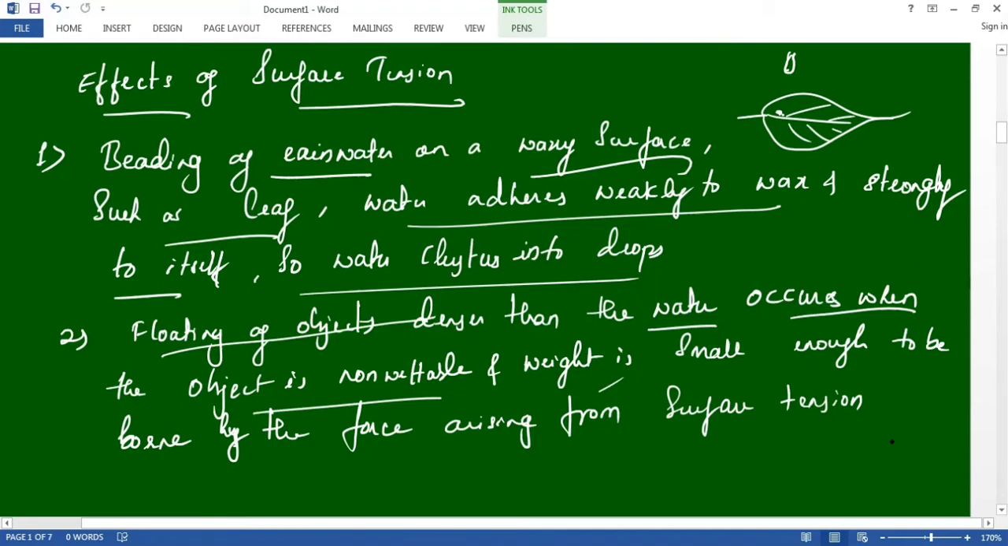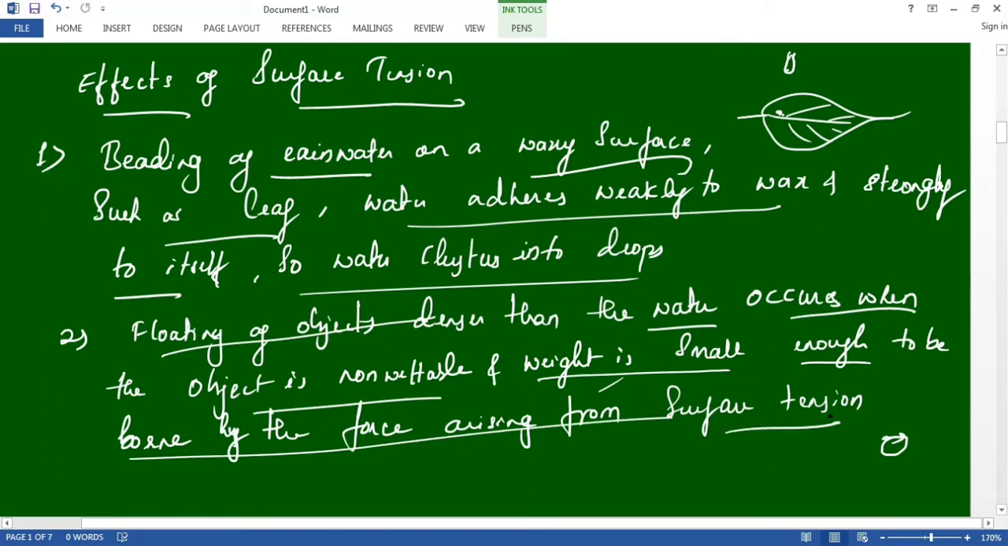For example, on a drop of liquid, a small metal piece can float, as it can bear the surface tension of the liquid. Sometimes, if too much pressure is applied, it will be dipped into the water. The weight of that heavy object should be small enough to be borne by the force arising from the surface tension.